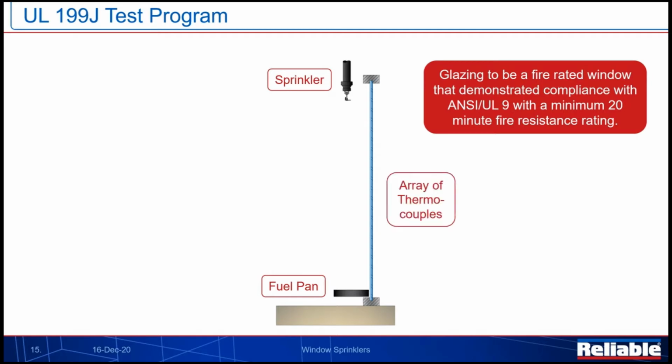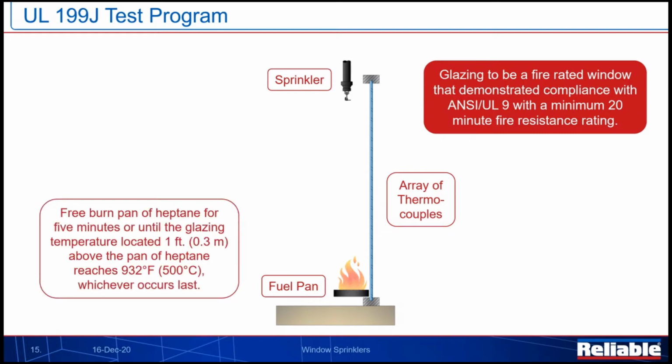And we have an array of thermocouples on the outside of this because we need to measure the temperature of the glazing before we activate our sprinkler. So here we have our fuel lit in the pan, and basically what we're trying to do is let that fire generate that heat and expose that glazing for 5 minutes, or to the point that it gets to 932 degrees Fahrenheit. We have to do whichever one of those comes last.